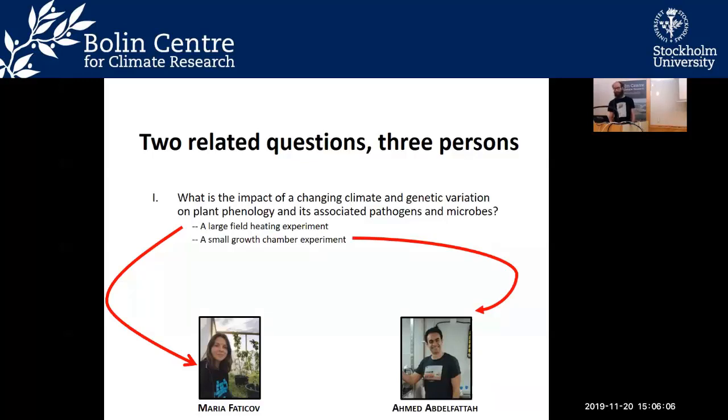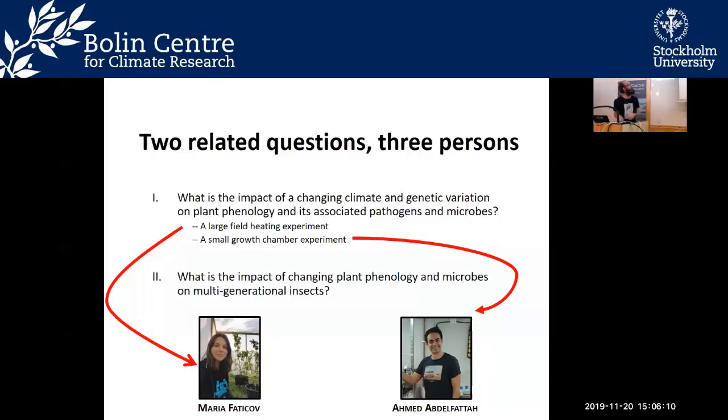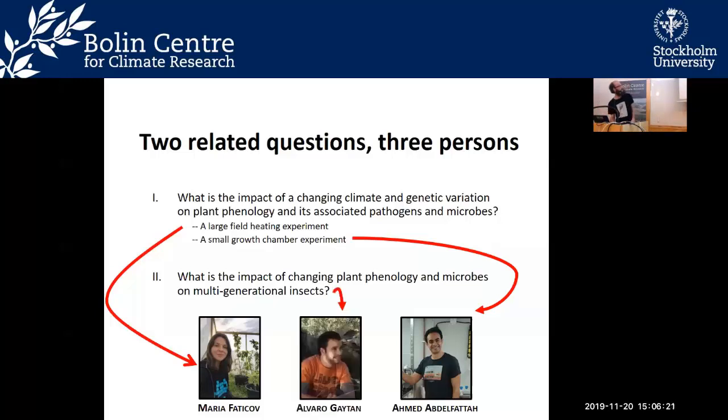And after looking at the effect of climate on phenology and microbes, we wanted to understand also the impact on insects, and in particular insects that may be present with multiple generations during the year. And this is the work of Alvaro. These have all received either some pilot funding, or Alvaro is doing his PhD as funded by RA8.